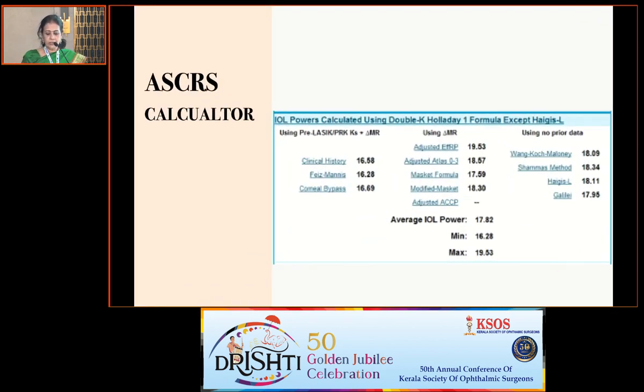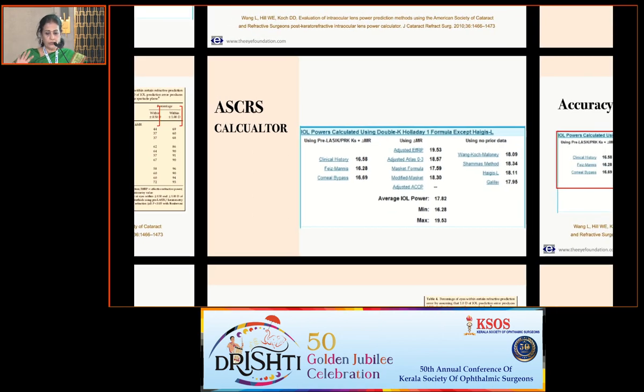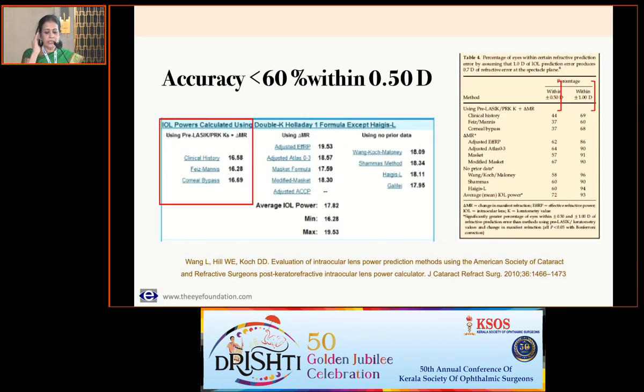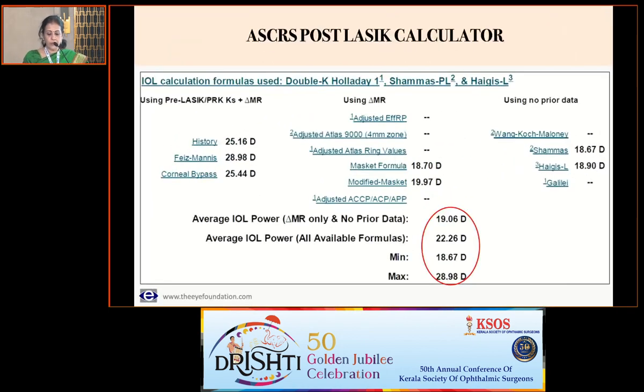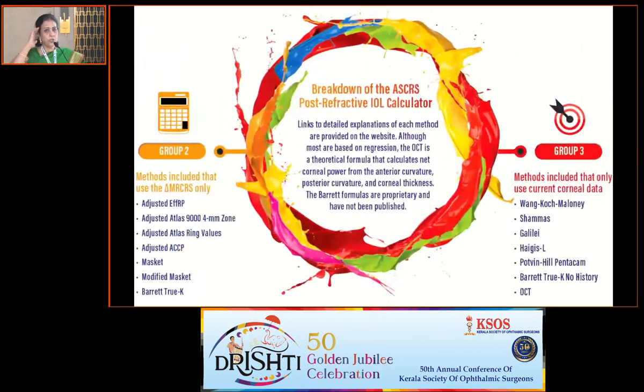The ASCRS calculator earlier had the pre-op corneal details and the refractive change, and then only the refractive change where there was no prior data, but it was seen that in less than 60% of the cases you were within plus or minus 0.5 diopters. What it used to give was an average value and the least or the max value, and you needed to decide: you can overestimate K in a myope, so use the lowest value. You can underestimate K in a hyperope, so use a higher value. But the recent ASCRS calculator has done away with group 1.